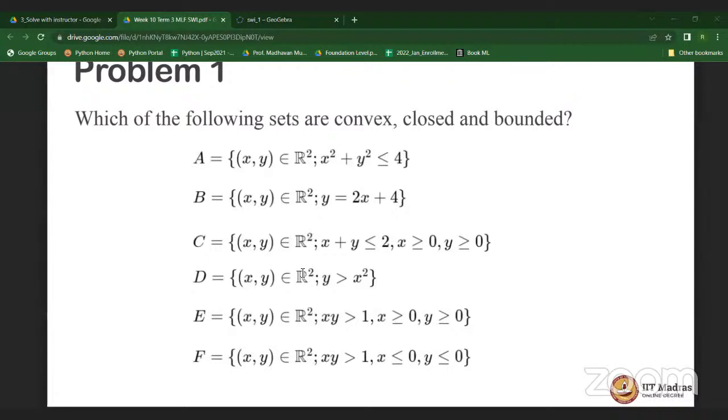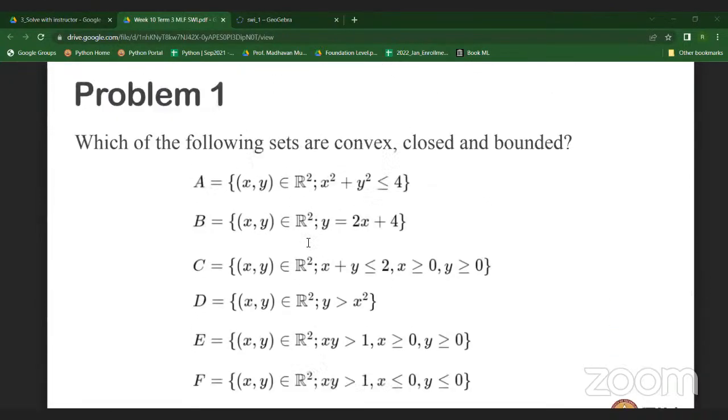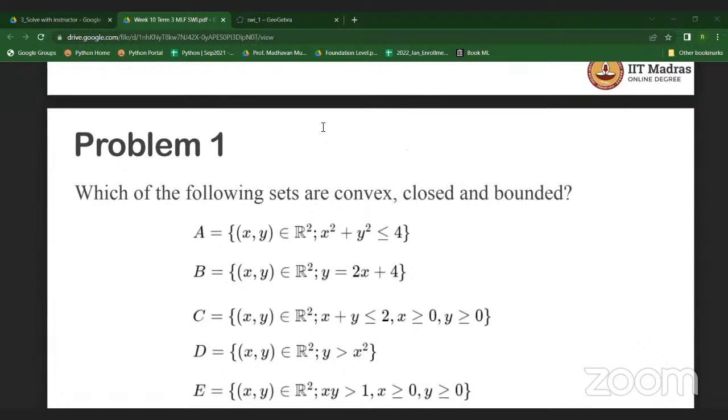Okay, so shall we look at the solution? Hello. So shall we look at the solution? You guys are there, right? Okay. Yeah. So let's go ahead with the solution.